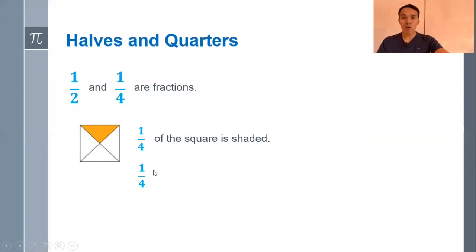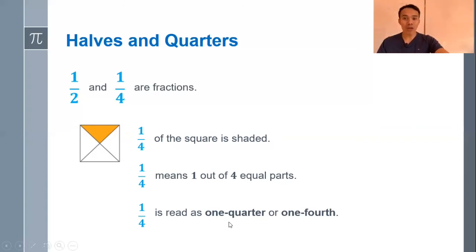What do you mean by 1/4? It means 1 out of 4 equal parts. One part is shaded out of 4 equal parts. And 1/4 is read as one fourth or one quarter.